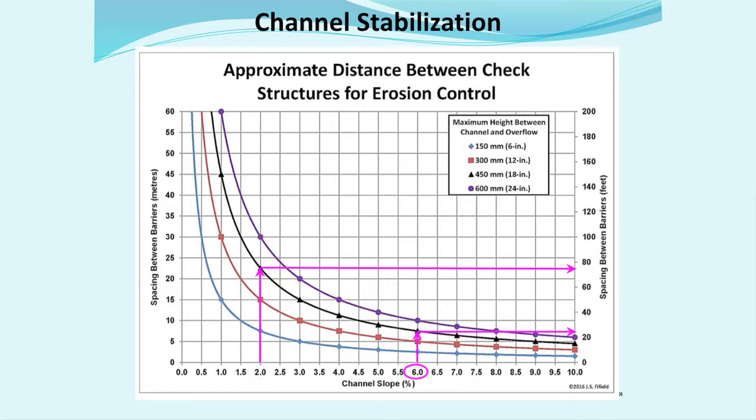Let's now take a look at one other option. Let's go up to 6%. All right, so we're starting to get a little more steepness on it. At that point, you use that same type of BMP, that 18-inch high BMP. Now we're looking at something that's about 22 feet apart? All of a sudden, our costs just went up dramatically.